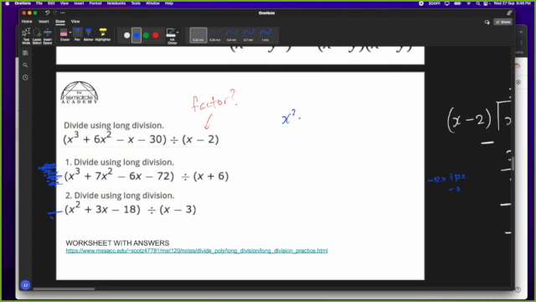Help me out with this one. X squared plus 3x minus 18 is being divided by x. No, I don't do the first one. Well, then help me out with this one. What should I multiply by first? What do I want to get rid of first?